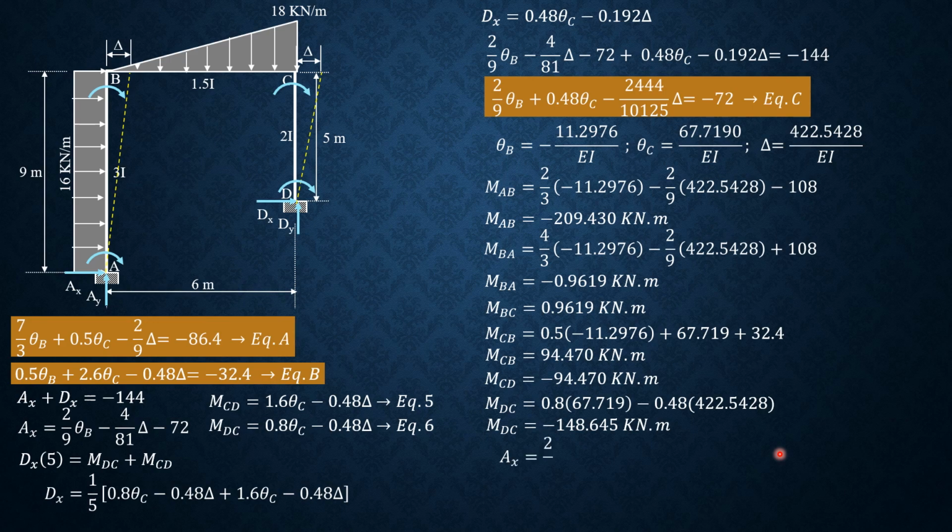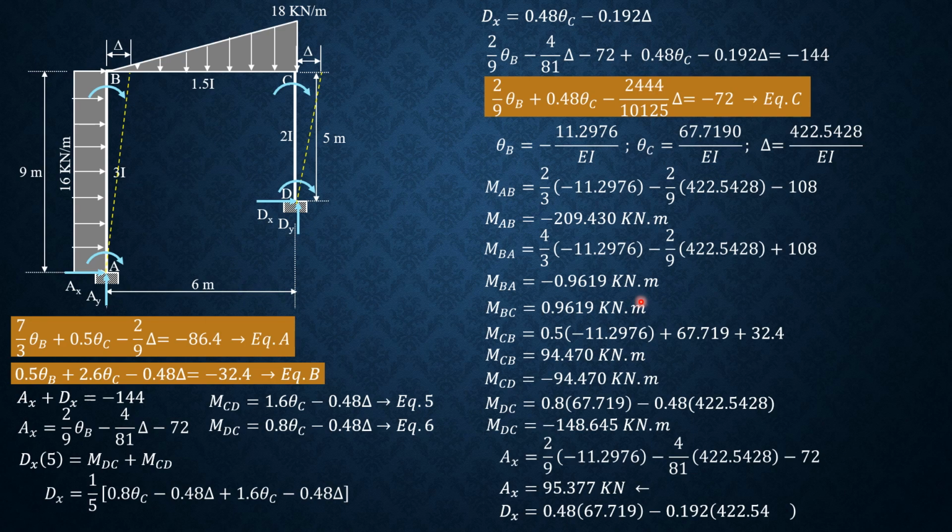Then we compute the actual value of Ax, which is 2 over 9 of theta B minus 4 over 81 delta minus 72. So Ax is 95.377 kilonewtons, while Dx is 0.48 of theta C minus 0.192 of delta. So Dx is equal to 48.623 kilonewtons, also leftward.